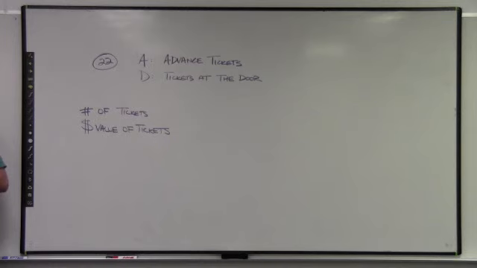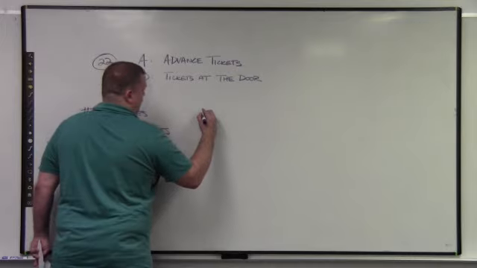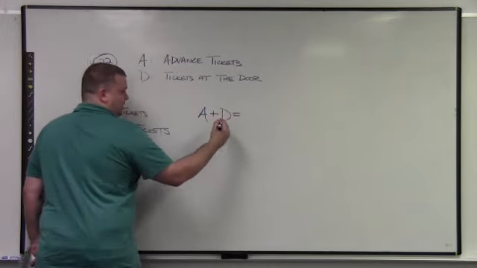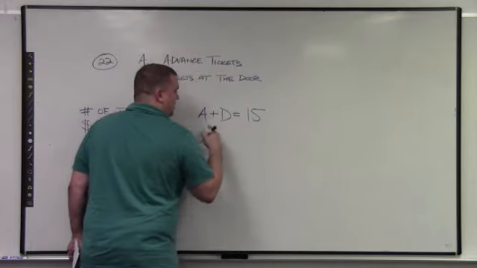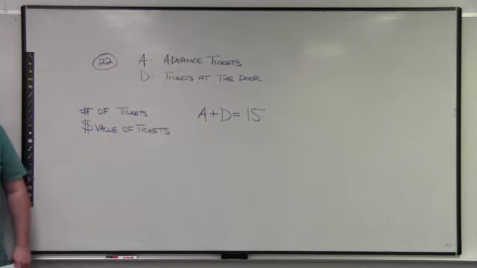I'm going to call my advance tickets A, and tickets at the door D. Now, one of our equations is going to deal with the number of tickets. So how many tickets were purchased altogether? 15 tickets. That's fine. Just know that your X will be the advance tickets, and your Y will be the door. As long as you define them in the problem, the answer should be good.